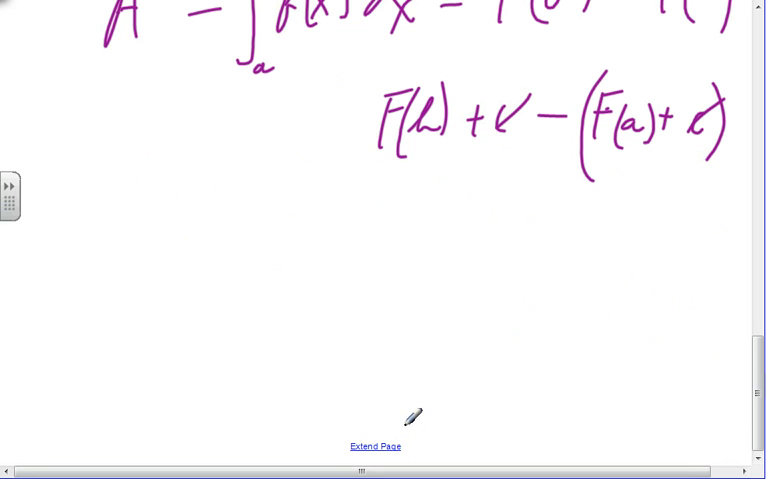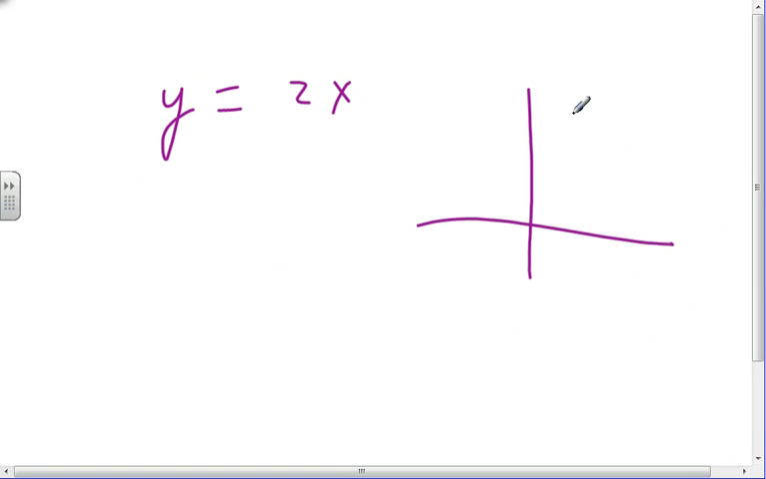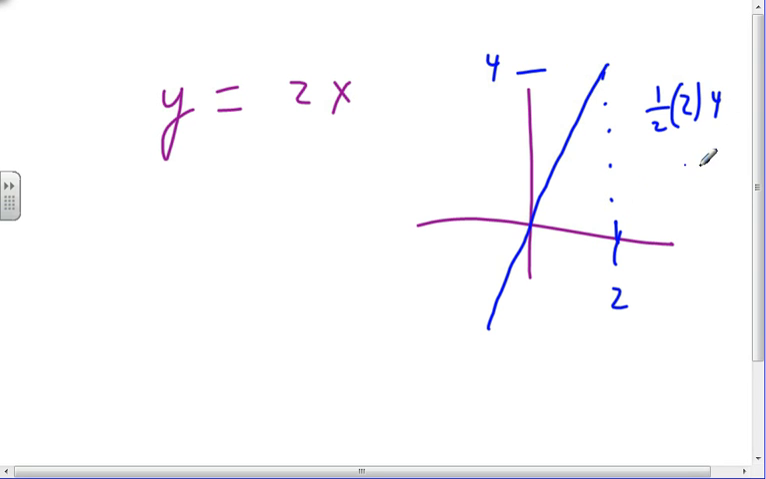All right. So I've got some function y is equal to 2x. Okay, so y is equal to 2x looks like that. It goes out to 2, goes up to 4, and the area under the curve is 1/2 the base times the height, which is 4. So the area is going to be 4.